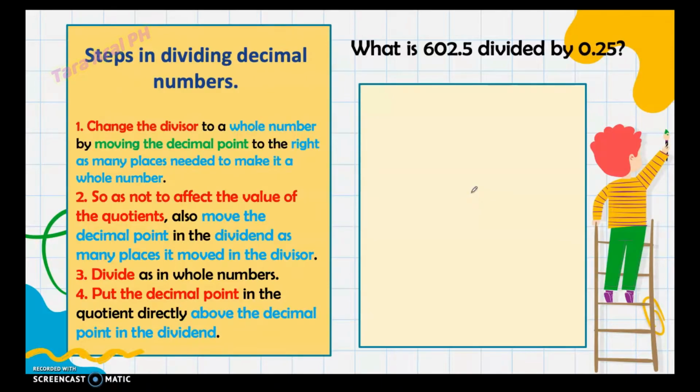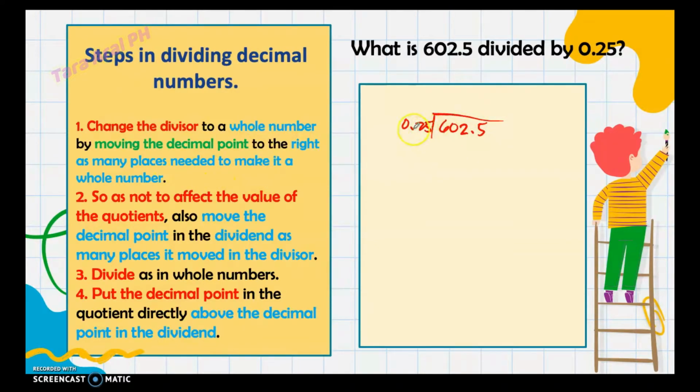Next would be, what if the given numbers are both decimal numbers? Well, here are the steps in dividing decimal numbers. We have 602.5 divided by 0.25. The first step is to change the divisor to a whole number by moving the decimal point to the right as many places as needed to make it a whole number.